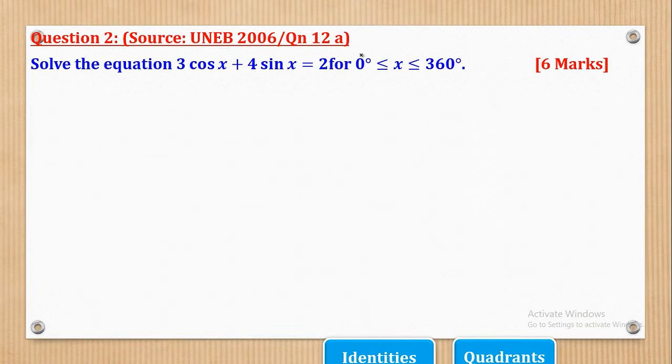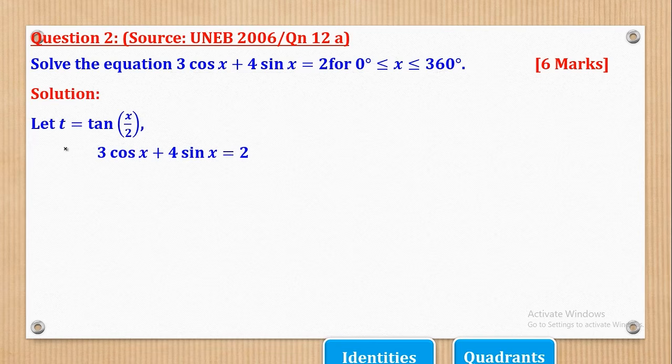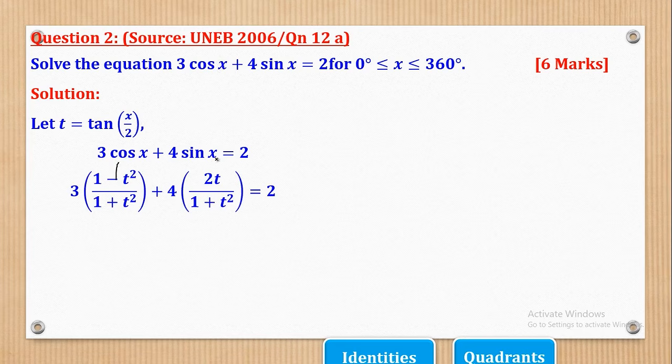Now we shall go to question 2, which came from UNEB 2006, paper 1, question 12a. So it says solve this equation for values of x in that interval. So we shall first write the given equation, then remember that t is equal to tan x over 2. Why? Because here it was x, so here it has to be x over 2. Then I substitute in the t formula. For cos is that, for sine is that. Then multiply through by the LCM and collect like terms to get a quadratic.